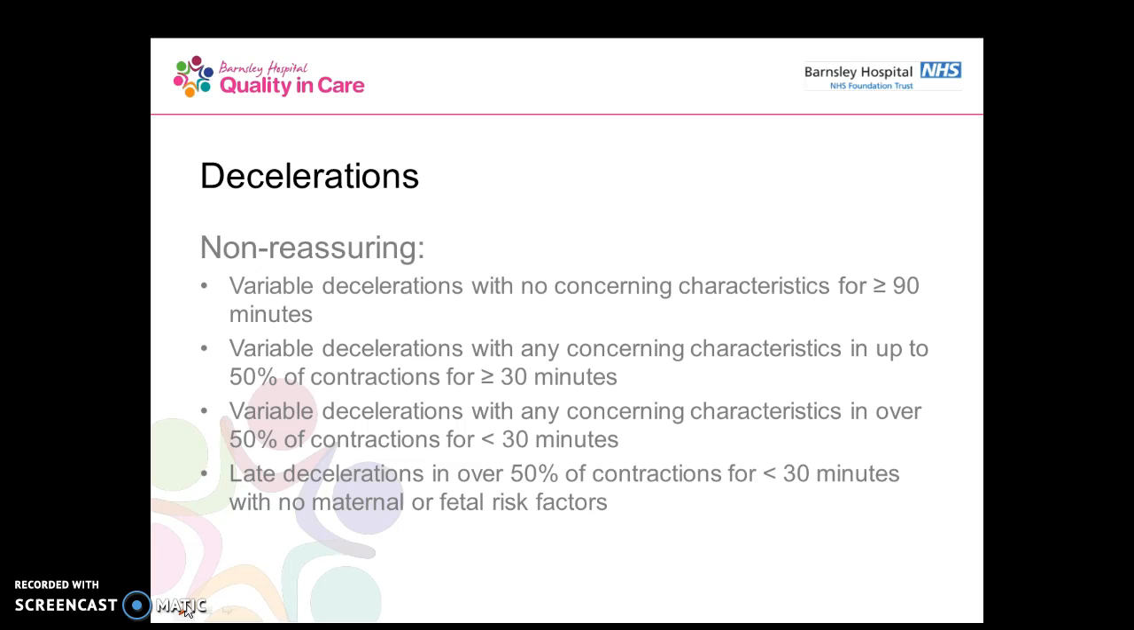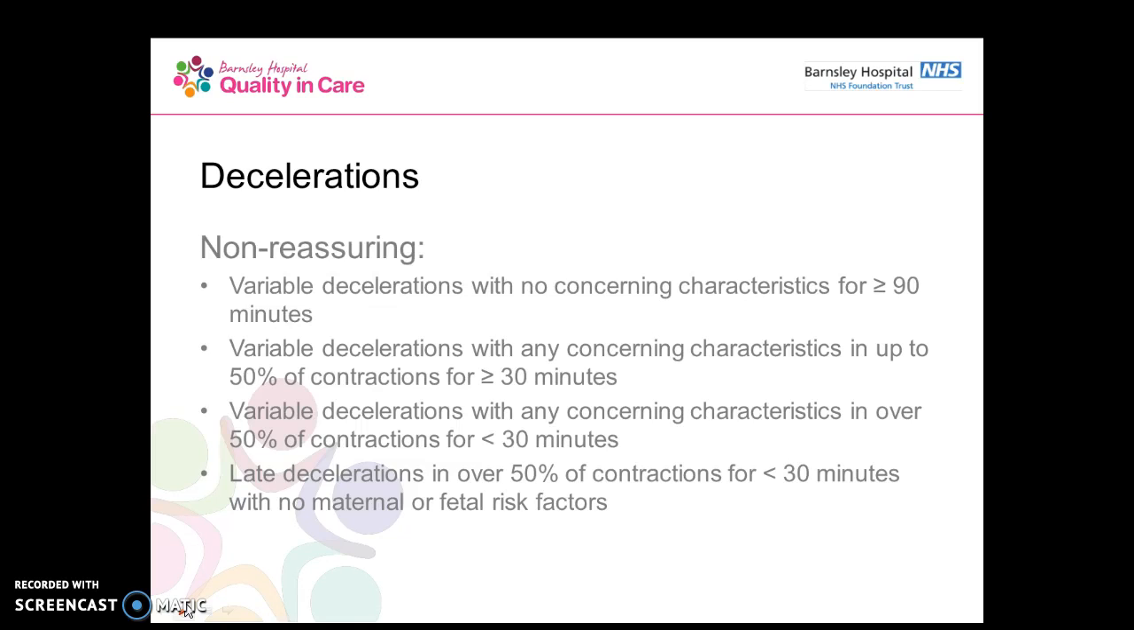If you've got variable decelerations though that have got concerning characteristics in up to 50% of contractions, if that's been going on for more than 30 minutes, then you class that as being non-reassuring. If you've got variable decelerations and any other concerning characteristics but they're occurring in over 50% of your contractions, then they become non-reassuring if it's occurring less than 30 minutes.